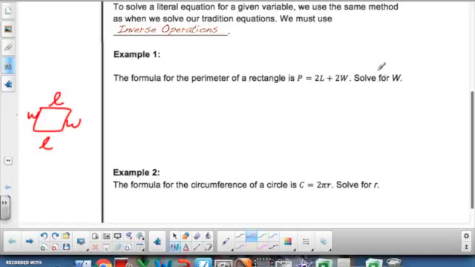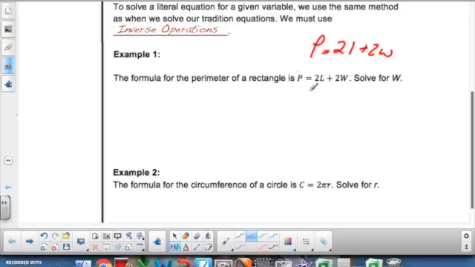Now what they want us to do is solve for W. What that means is I'm going to rearrange this formula until W is all by itself. Now, if this had been something like P equals 2L plus 2W, then what would you have done? You would have immediately said, I got to subtract off this constant. It's the thing farthest away from my W.